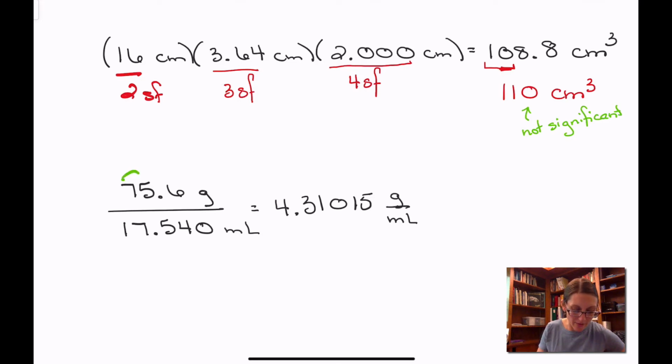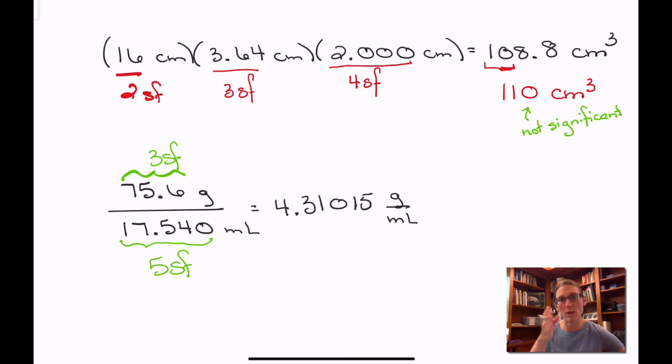Significant figure-wise, we have 3 sig figs in the numerator, all non-zero numbers. And we have 1, 2, 3, 4, 5 sig figs in the denominator. That final 0 is significant because it is at the end. It's a trailing 0 and there's a decimal point. Well, 3 versus 5, 3 is the smaller number. I need to round my answer to 3 significant figures.